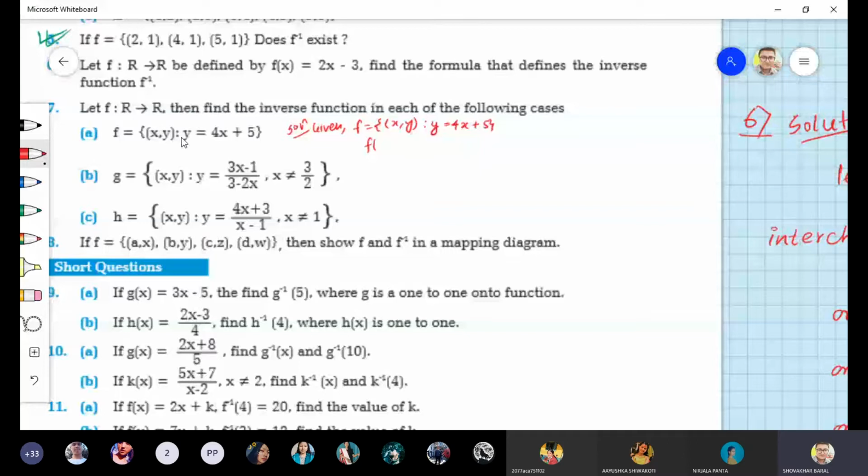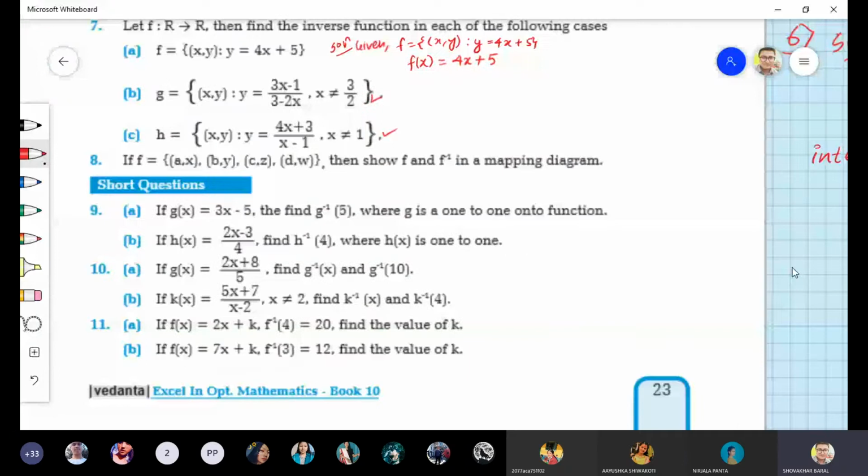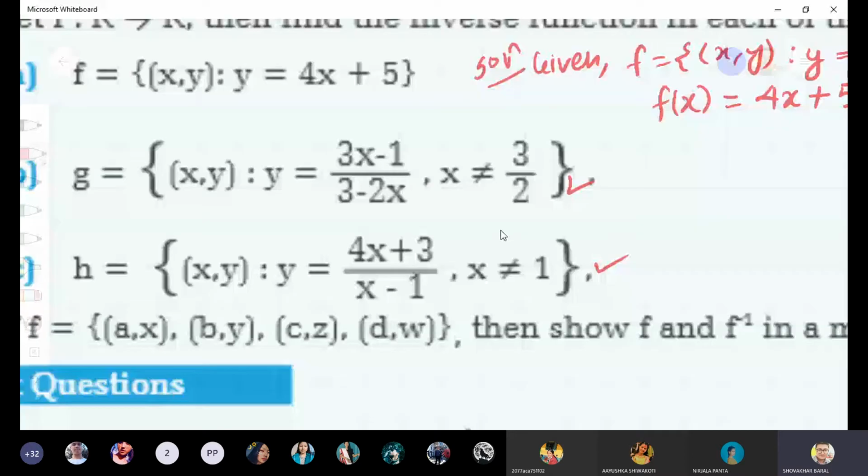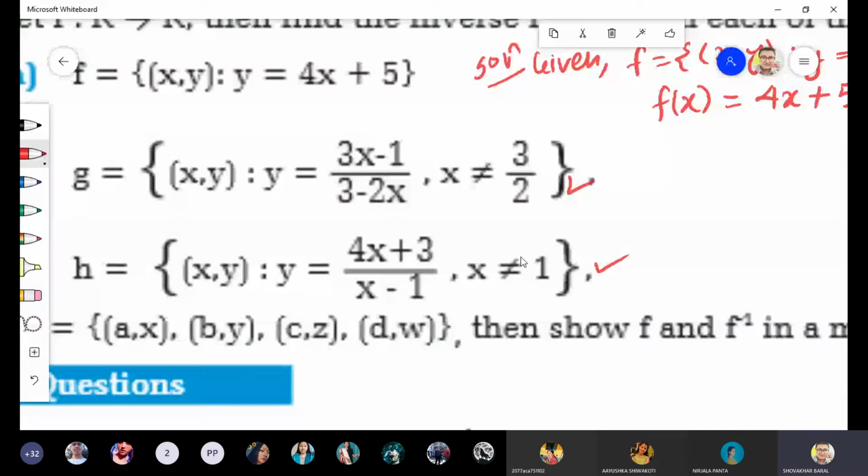And this question number B and question number C. I request you to solve question number C, 7C. Can you solve this question right now? Question number 7C: h equals (x, y) such that y equals (4x plus 3) upon (minus x minus 1), x not equal to 1. Solve this question right now. Show me the solution.